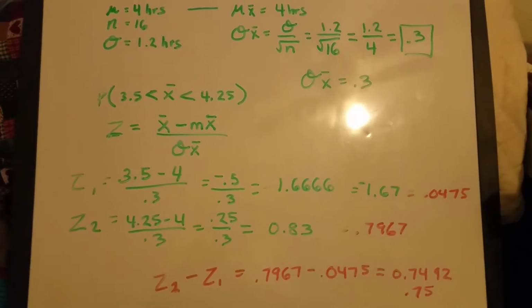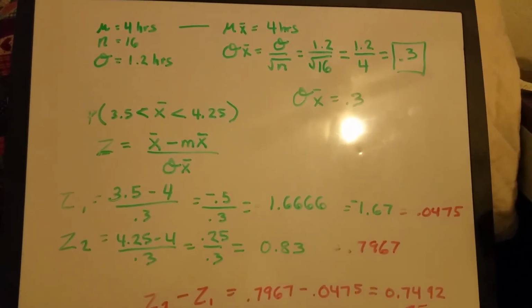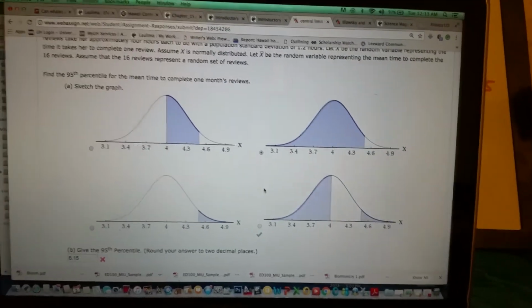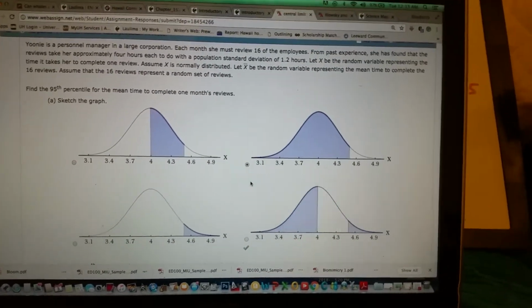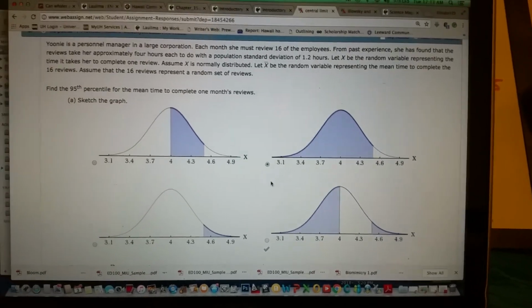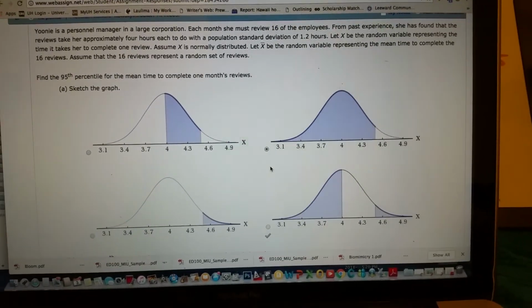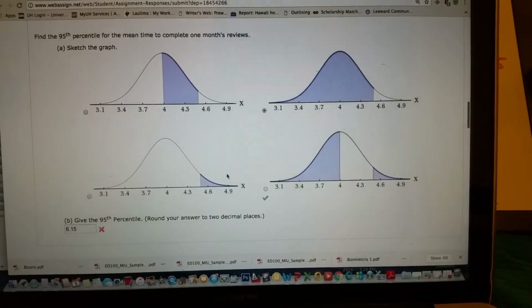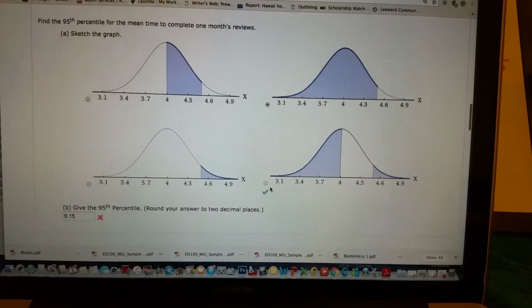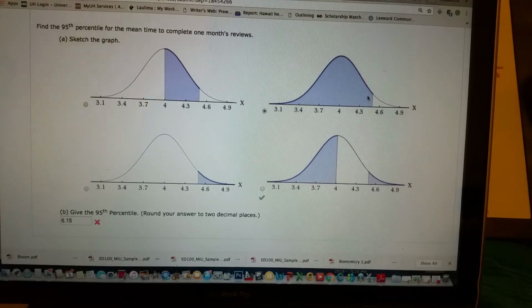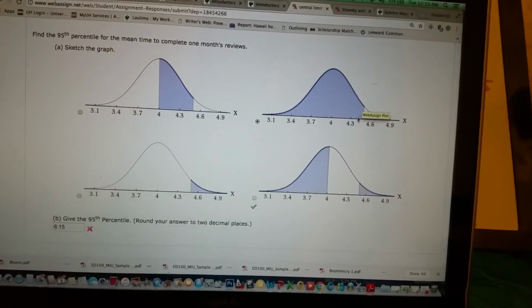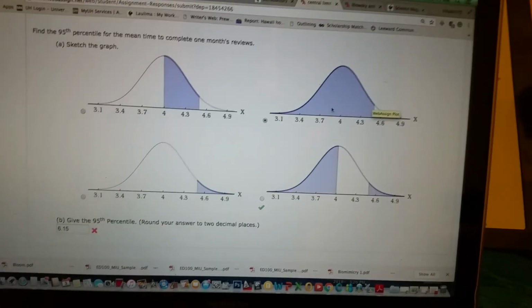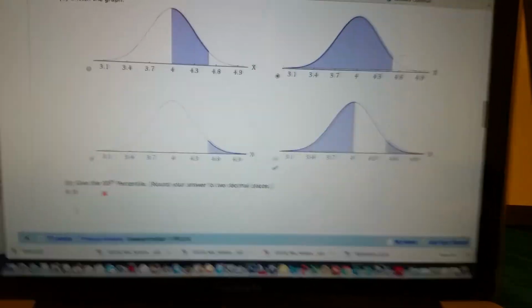Okay, so let's move on to number 3. For number 3, I didn't get the second part. I have to ask him about percentiles. Again, it's the same exact question, but it says find the 95th percentile for the mean time to complete 1 month's review. For me, the only one that made sense was that when it hits the 95%, everything to the left is going to be shaded in. So that's why I chose this one. I have yet to figure out how to do the percentile, so we'll move on from there.